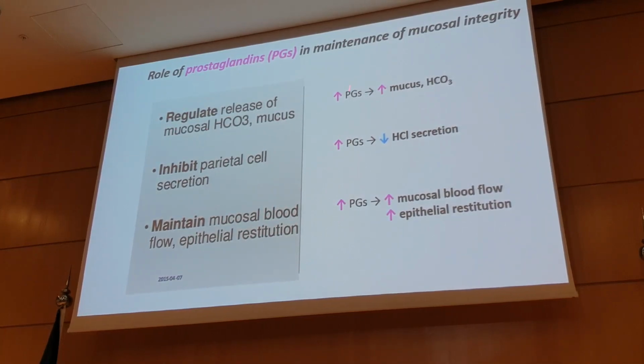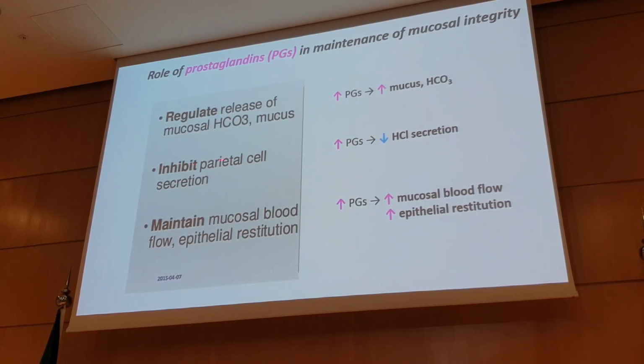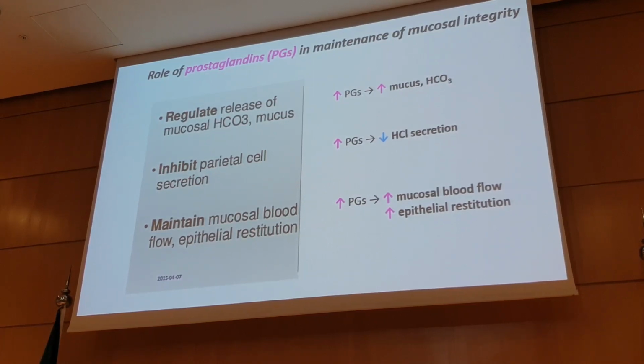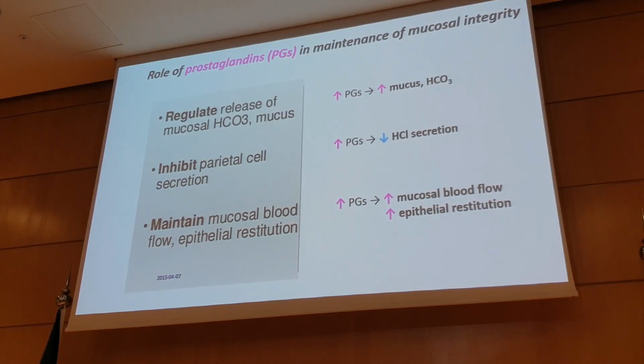If you've got an increase in prostaglandins, more mucus, more bicarb. Okay? If you have an increase in prostaglandins, you turn off the parietal cell. That's good, right? You don't want acid. That's a good thing. And they also are vasodilators, and they help with epithelial restitution. So they're doing everything that's good and also trying to stop something that may be aggressive. Okay?